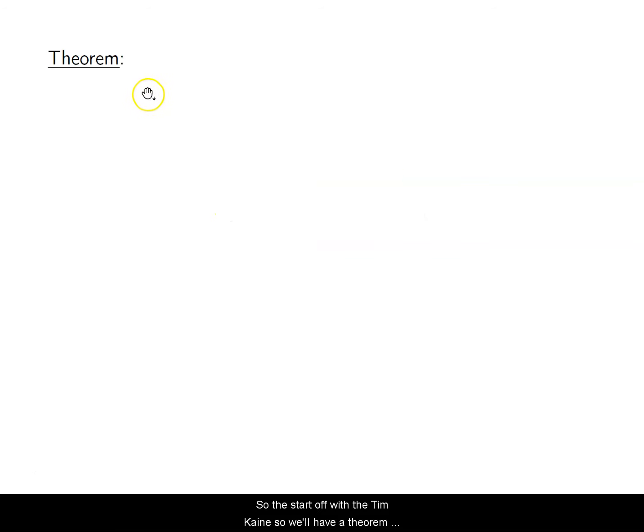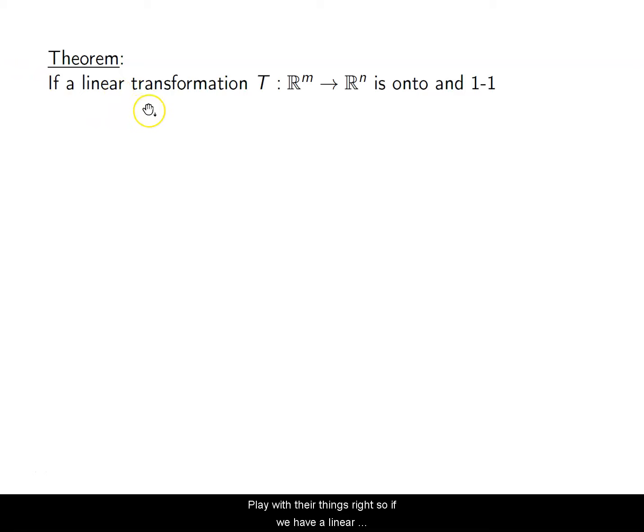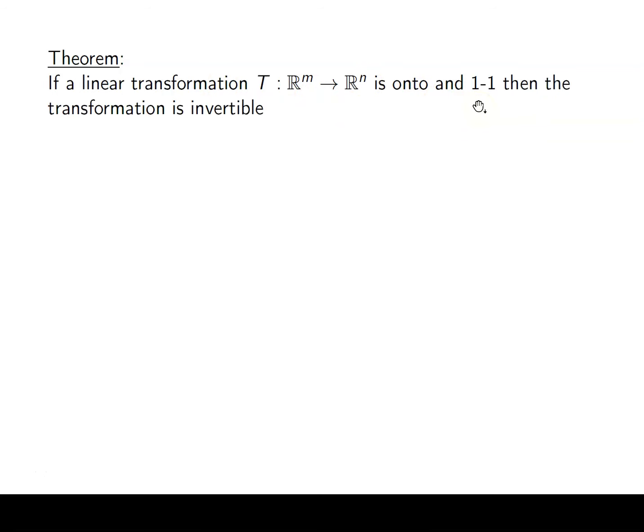So let's start off with a theorem. Okay, so we'll have a theorem and then a rigorous definition, and then we'll start to play with our things, right? So if we have a linear transformation, right? So remember 3.1 was linear transformations. If our transformation is from Rm into Rn, so I have m variables and n equations. If this transformation is onto and one-to-one, so that means that the columns are linearly independent and that it spans my range, right? Then the transformation is invertible.